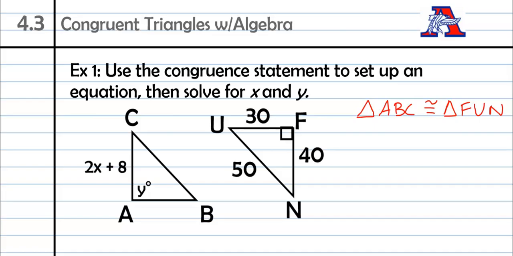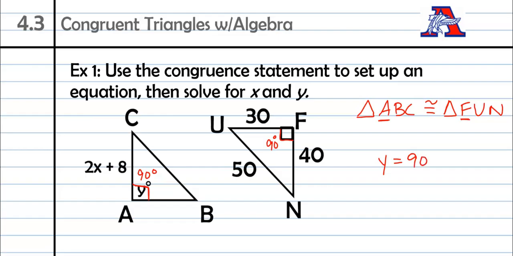So what I mean by that, so for this angle right here, angle F, it's a right angle. It's 90 degrees. And if we look at our congruent statement, F is the first letter and A is the first letter. Therefore, this angle A is also a right angle, or it's 90 degrees. Okay, so really just by doing that much, we already know what y is. Y has to be 90. So I guess we might as well write that down right away.